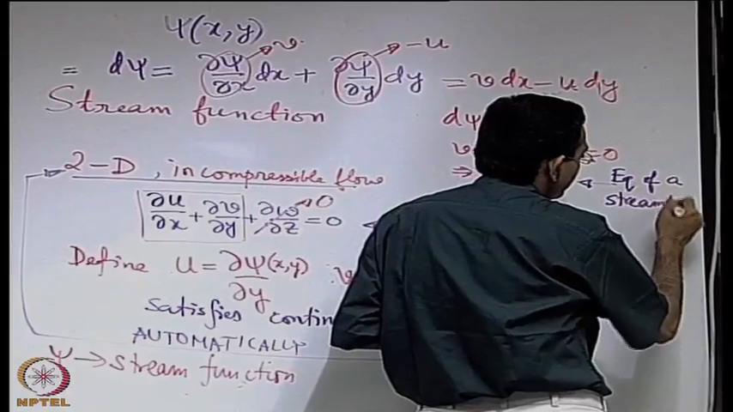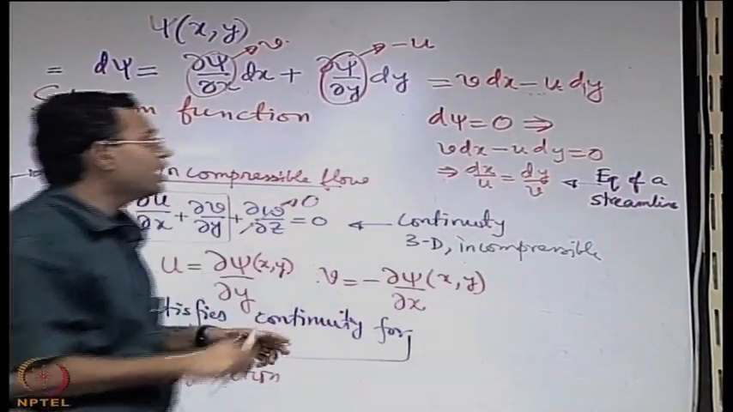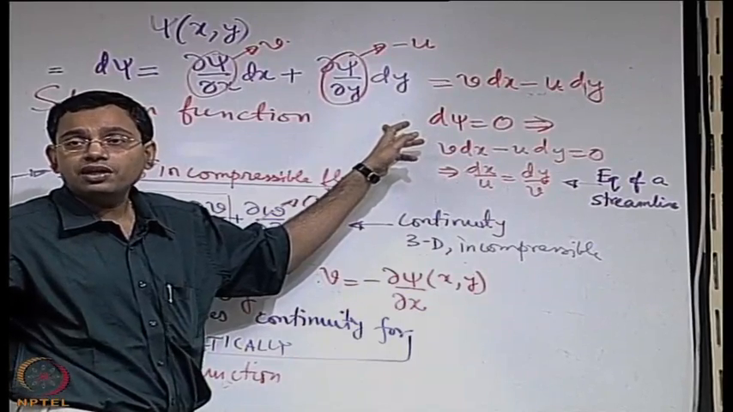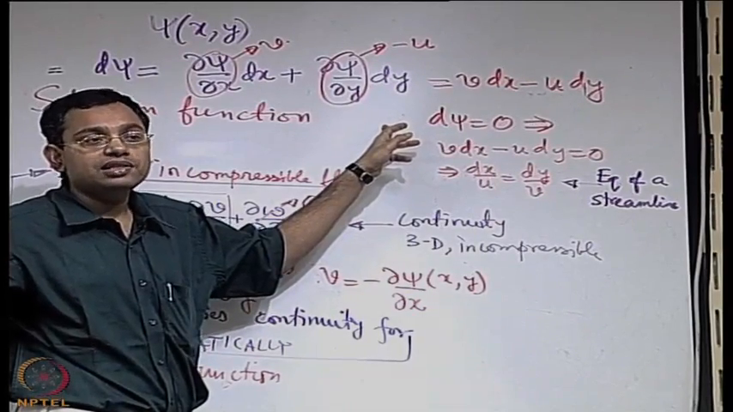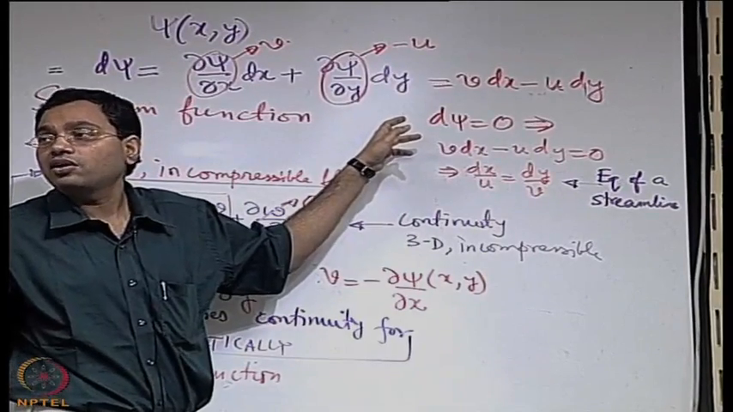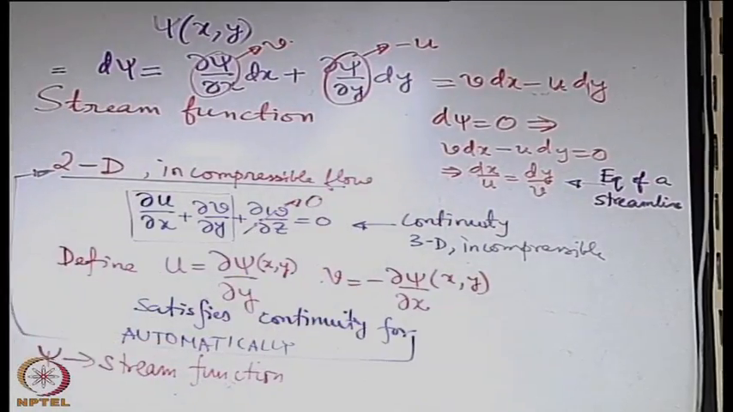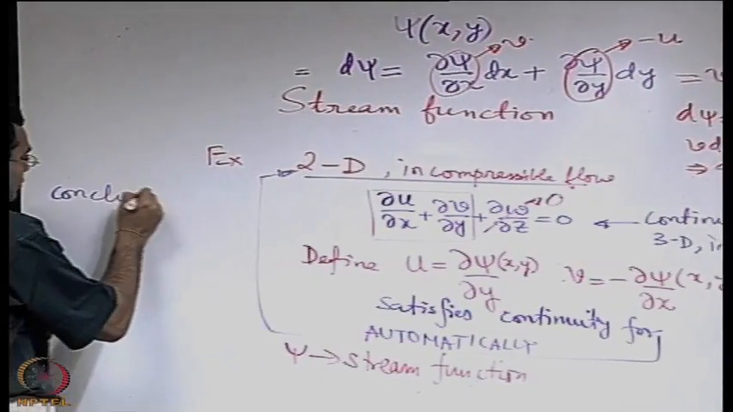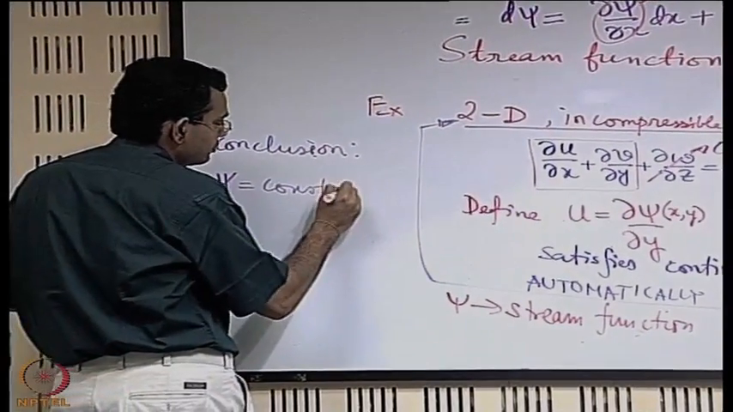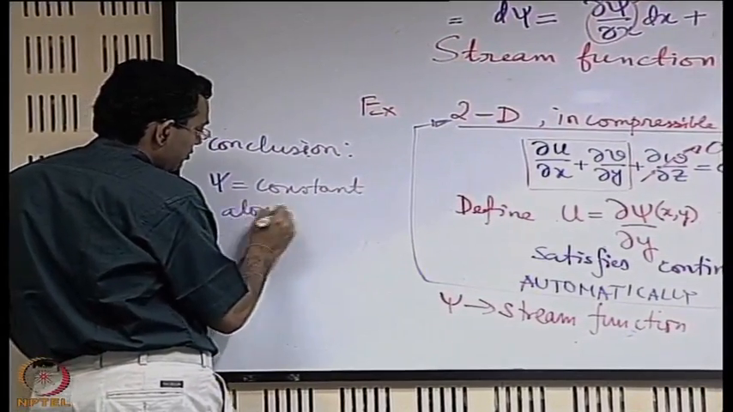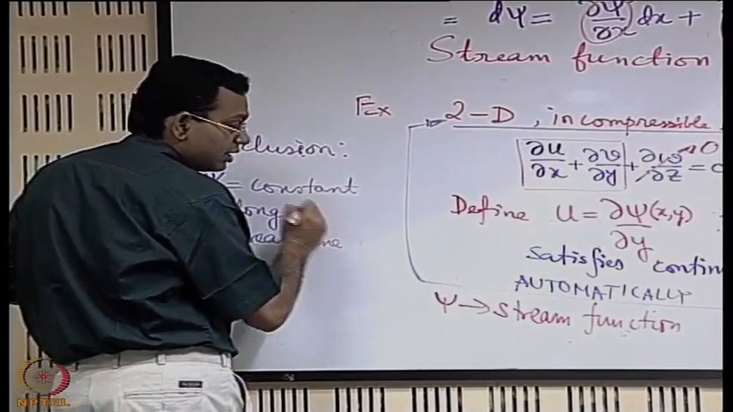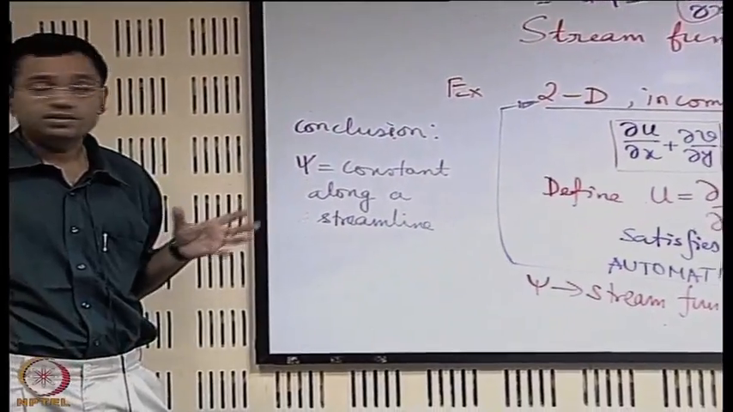So what is the very important conclusion? The important conclusion is, along a streamline there is no variation in the stream function. That means one streamline represents a particular constant value of the stream function, that is, the stream function is equal to constant along a given streamline. So the conclusion is psi equal to constant along a streamline, and that is why the name stream function.